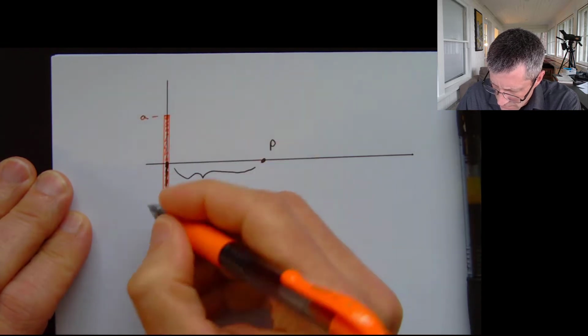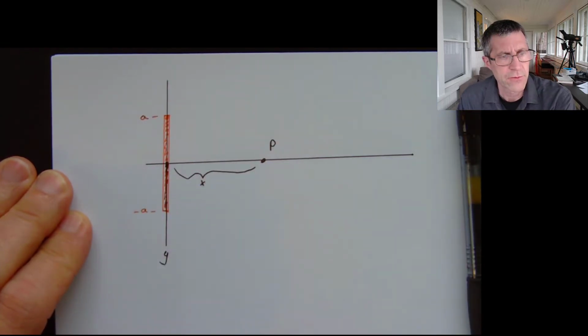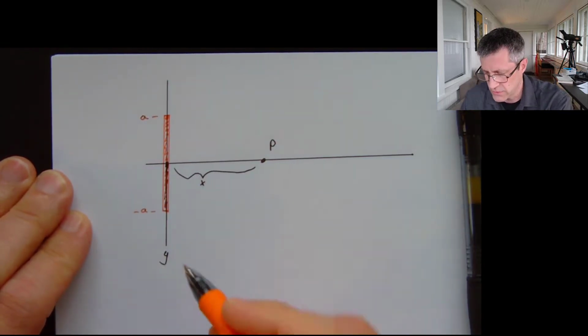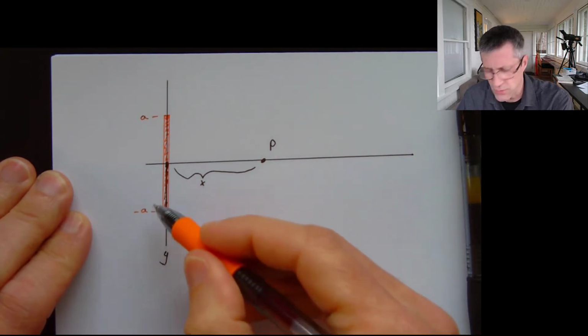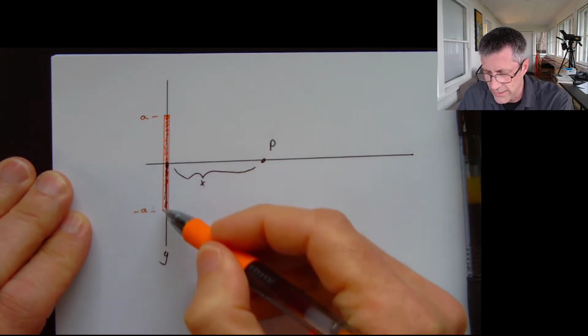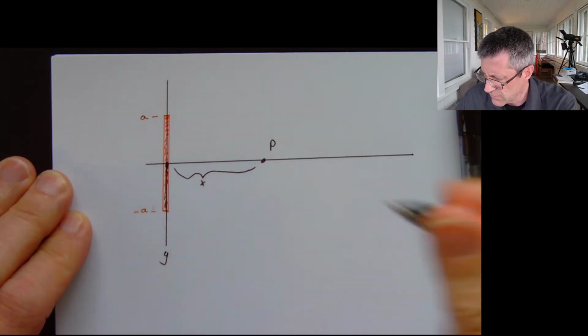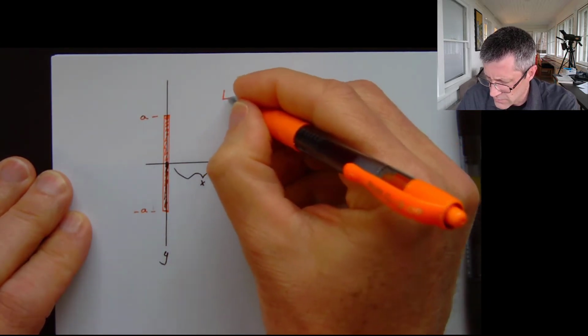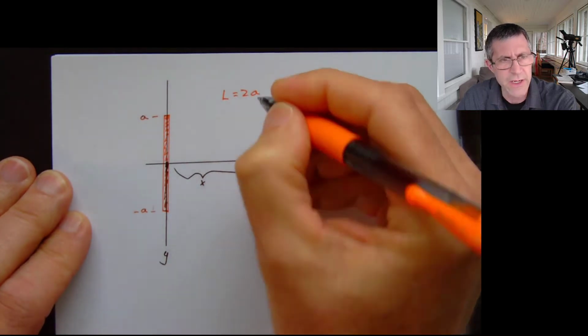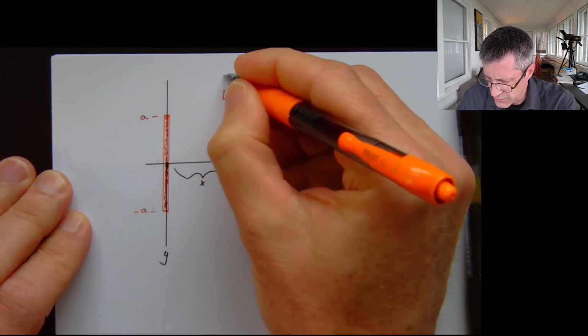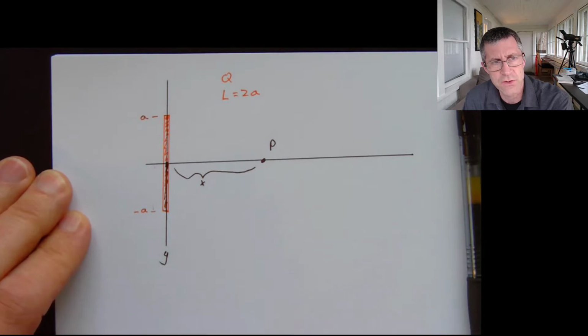So I'm going to go from negative a to positive a, right? So when y has a value of a, a is going to be a constant. So the length of this is going to be 2 times a. And let's put a charge on there. Q is going to be my total charge that exists across that.